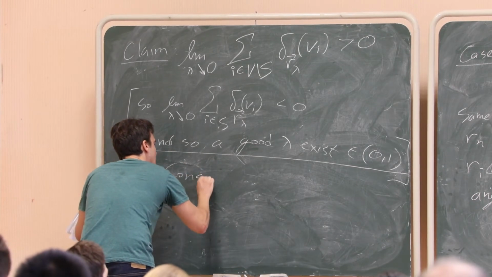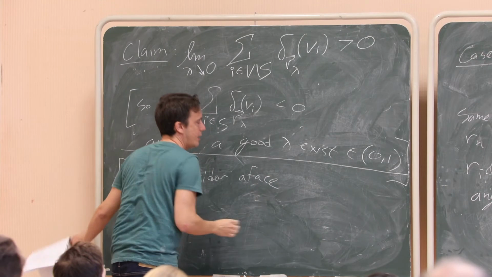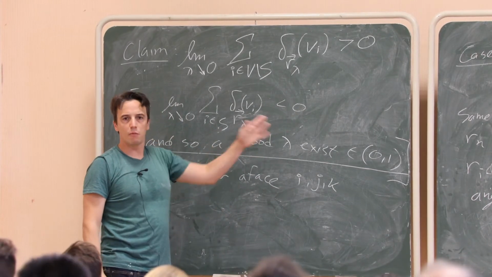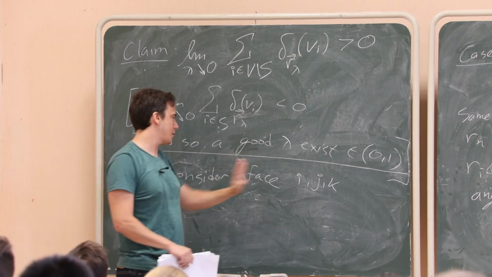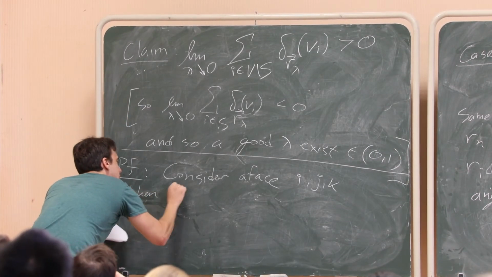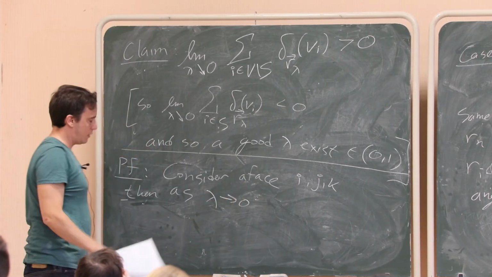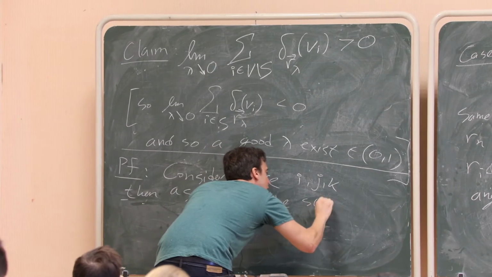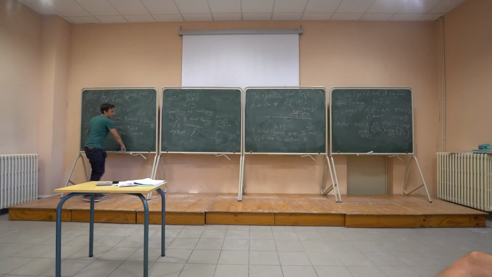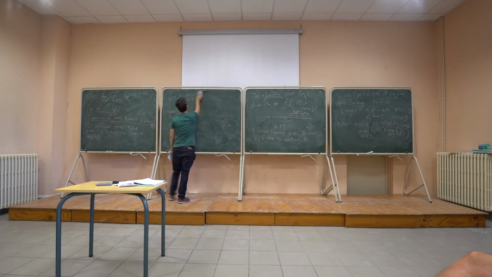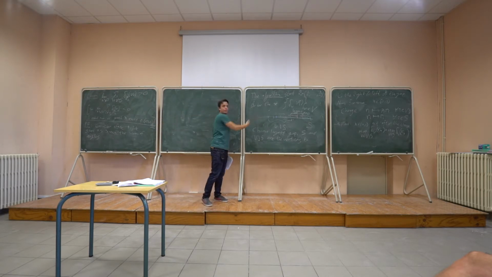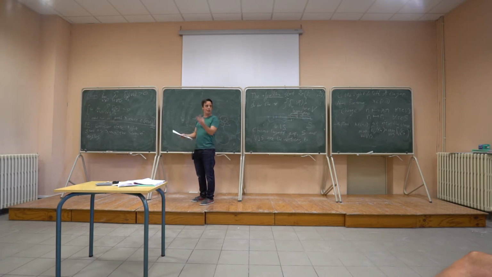Consider a face ijk. Some of its vertices may belong to S, some of its vertices may belong to V minus S, or perhaps all of them are in S. I'm just looking at one particular face, and I'm claiming that as lambda goes to 0, the sum of angles at the vertices that belong to V minus S converges to pi as lambda tends to 0.